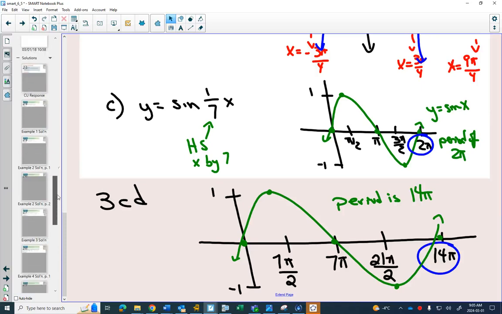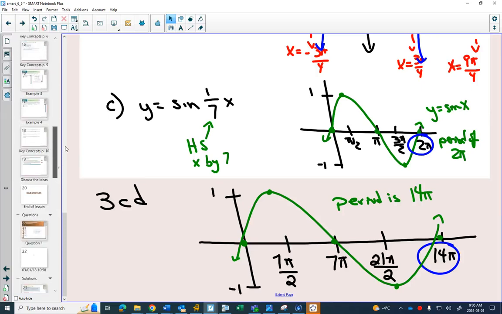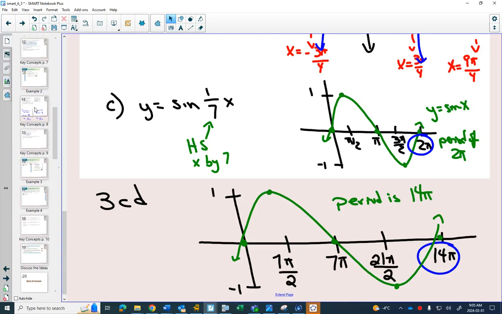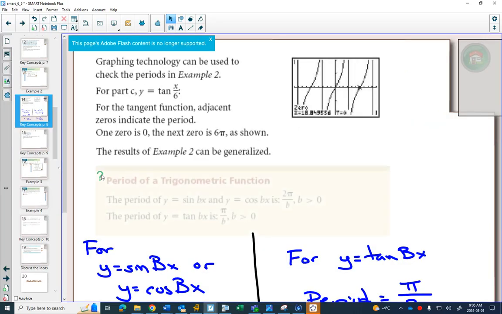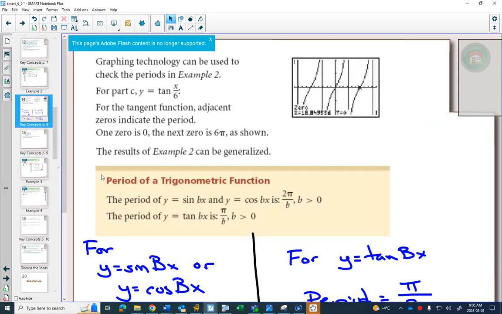All right, this is technically still connected to the last video, but we will add it to the next one. At the bottom of page 517, they talk about the period of a function and how our b value affects our period.